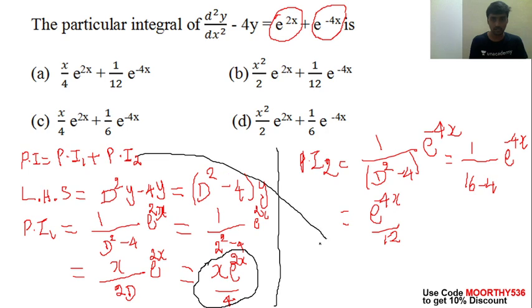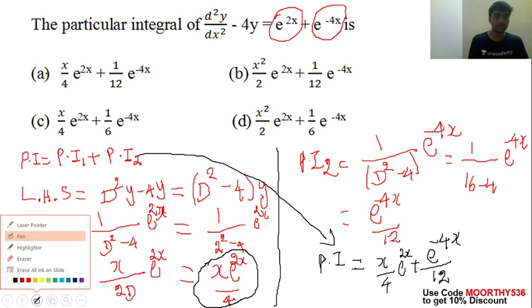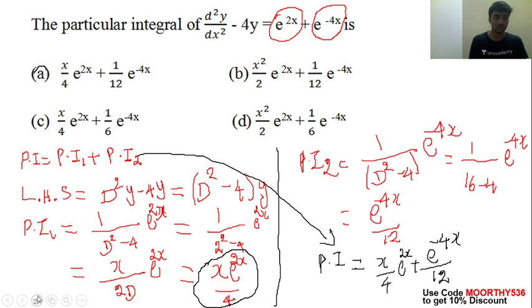PI1 plus PI2, the particular integral, is equal to x divided by 4 into e power 2x plus e power minus 4x divided by 12. So this is the solution. As per the final derivation, option A is the correct answer for the given question.